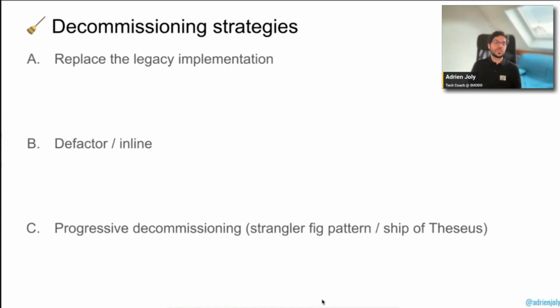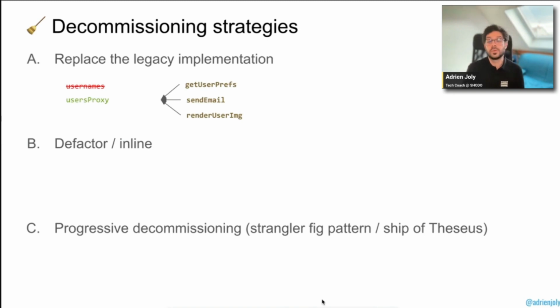So in order to remove some code in a legacy system, what I had in mind was 3 possible strategies. The first one was to replace the legacy implementation. For example, instead of having usernames, which is like a cache for all the users of the system, we can use a proxy that will send queries to the database every time the usernames are queried from the code base. So that will be an example.